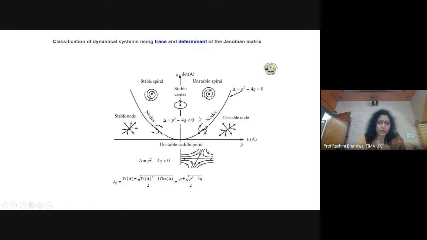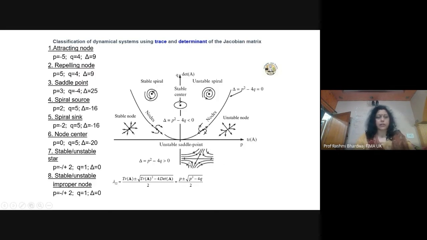If the determinant is positive, you are getting either a stable spiral, unstable spiral, stable node or unstable node. If it is equal to 0, you always get nodes, stable or unstable. If it is a negative determinant, then always you are getting unstable saddle points. And this example I have already taken in detail. So this one slide will give you the complete structure of how we are finding the different types of phase space from trace and determinant.